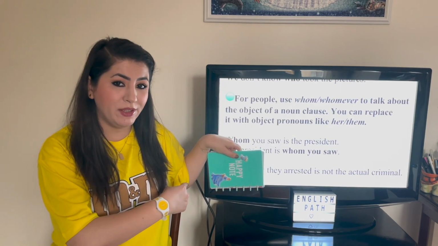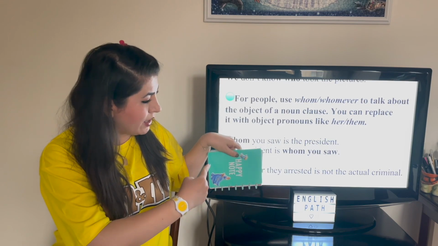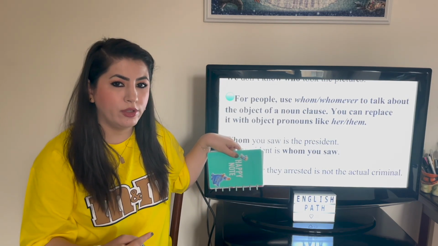Can you guess what's been used? Blank they arrested is not the actual criminal.